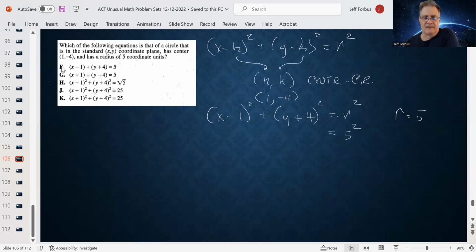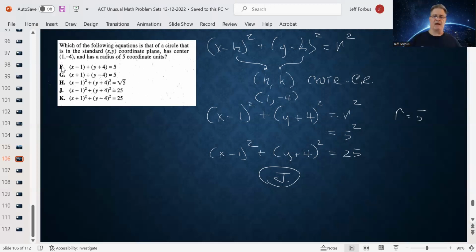Okay, so let's rewrite this thing. (x - 1) squared plus (y + 4) squared is equal to 5 squared, which is 25. Now search for your answer, and then you end up finding out it is answer choice J. Now it's really important to remember when your coordinate pairs have negatives, it's going to change the sign in the formula. So keep that in mind.